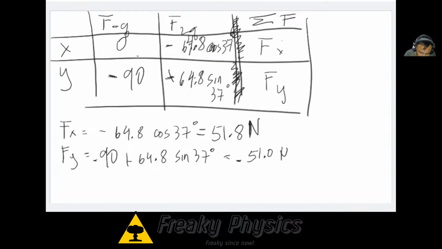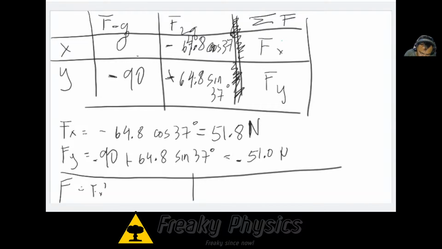Okay, finally, we need to do two things. F is going to be Fx squared plus Fy squared. Take the square root.